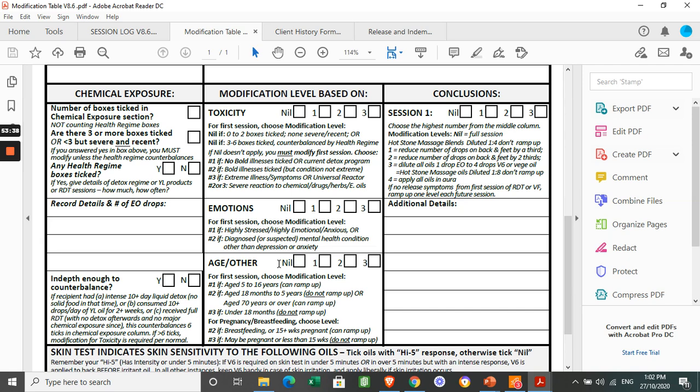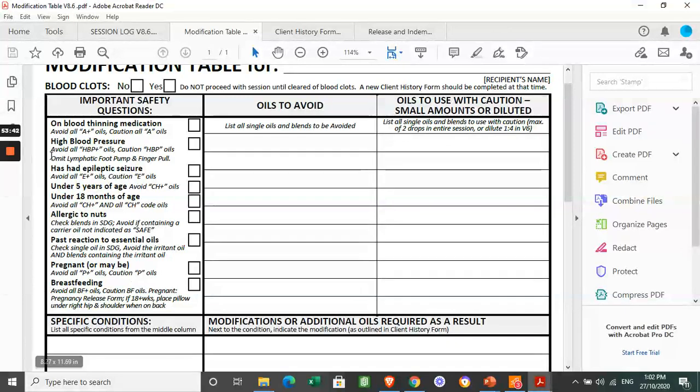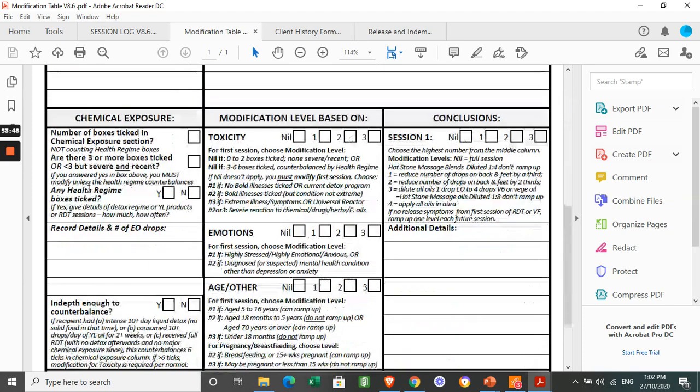Age other, let's touch on this because age other is relevant to our safety questions up here. So if someone's pregnant, if they're a child, or if they're breastfeeding, there are situations where your age and those other circumstances, such as breastfeeding and pregnancy, are going to play a part. Now, for you to be sure, because we don't ever want any of these boxes not marked, we want to see that you are working out all of the modifications necessary based on what your client's history says.